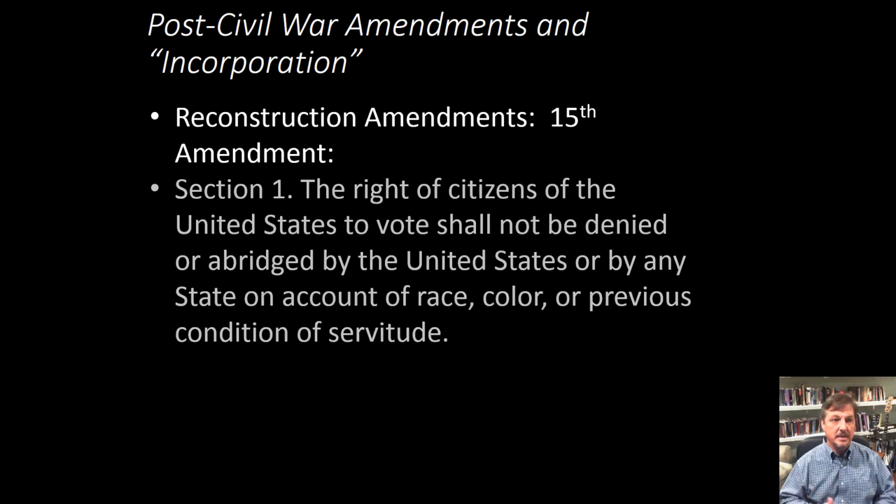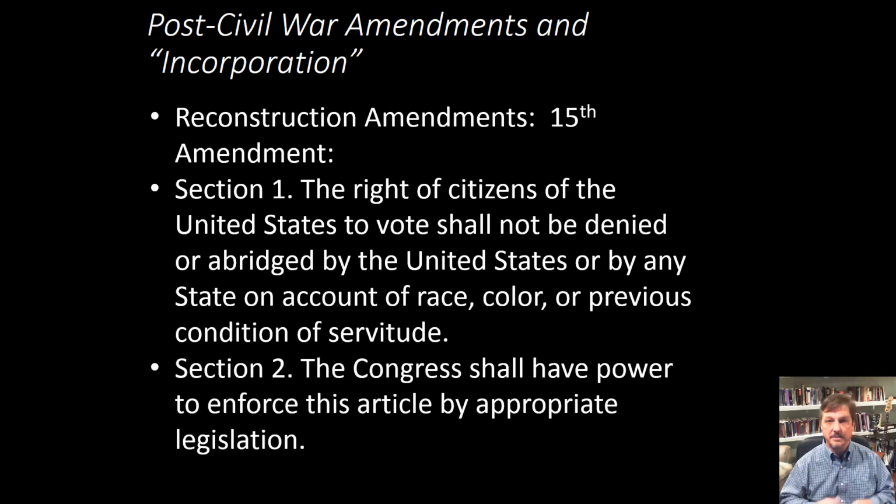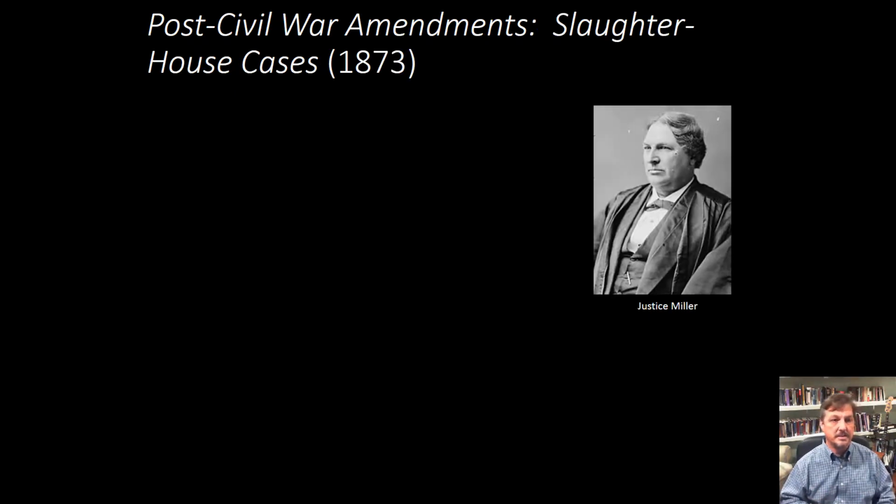The 15th Amendment then deals with voting. And recall that Section 1 of the 15th Amendment says that voting shall not be abrogated based on race or color or previous condition of servitude. Section 2 is the enforcement provision, which again we come to later in the semester.